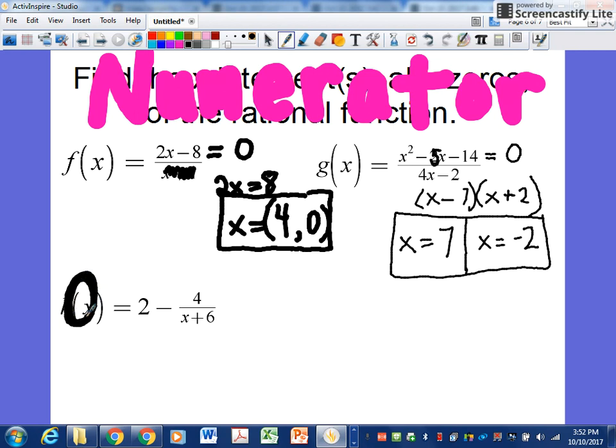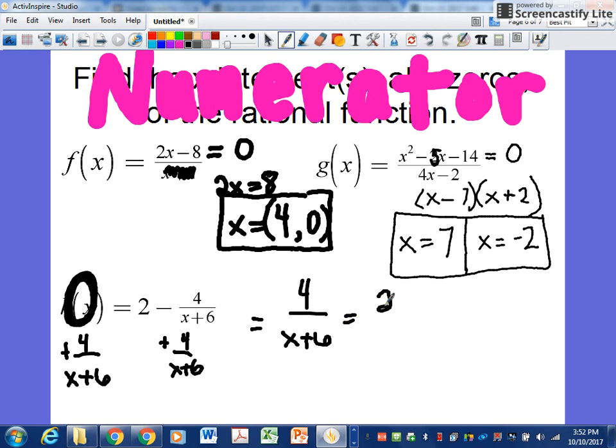It doesn't mean it doesn't have one. It might not have one, but let's see. So we set the y value equal to 0. Now let's solve this thing for x. First I'm going to add this fraction to both sides. So I'm adding the rational equation, should I say. So that gives me 4 over x plus 6 equals 2.